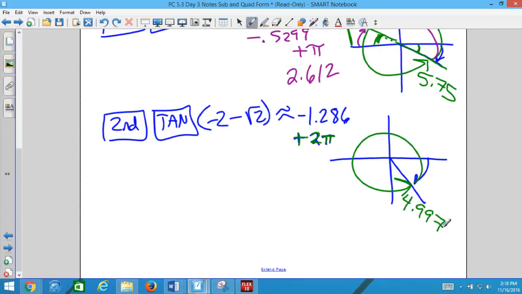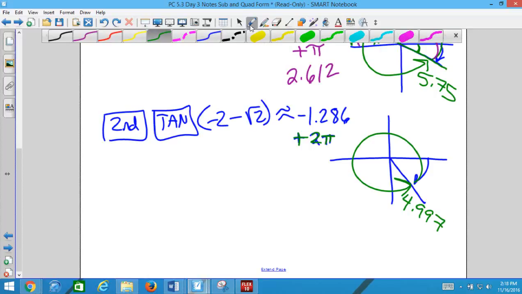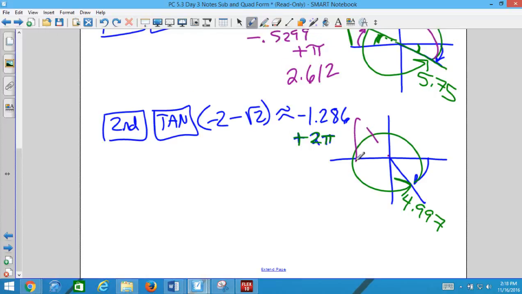4.997. Where else is there another answer? Which quadrant? Second quadrant. For tangent, it would be. If it were cosine, it'd be a different quadrant. Second quadrant for tangent. To get that, we could take pi minus 1.286, or we could take pi plus the answer. So that's what I'm going to do. And I got 1.856.